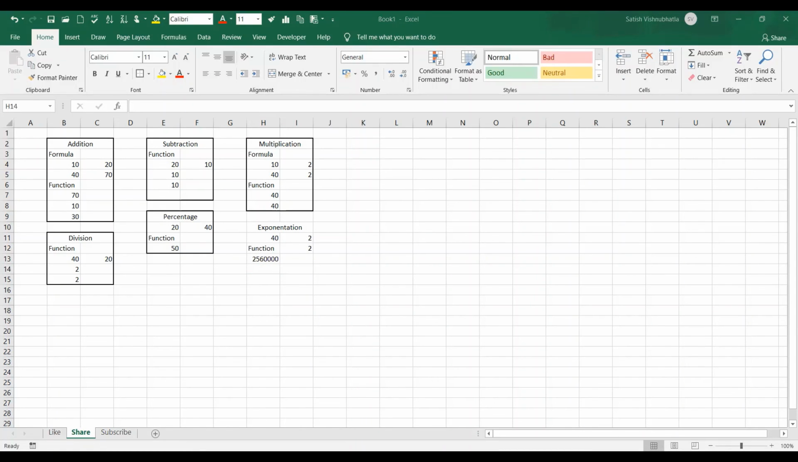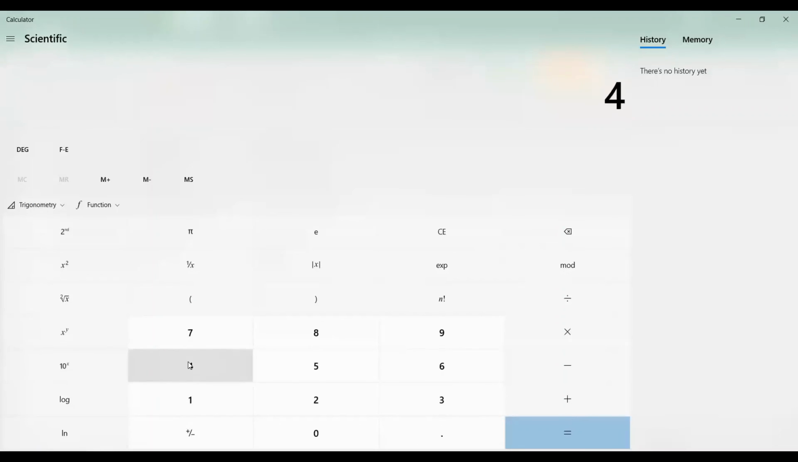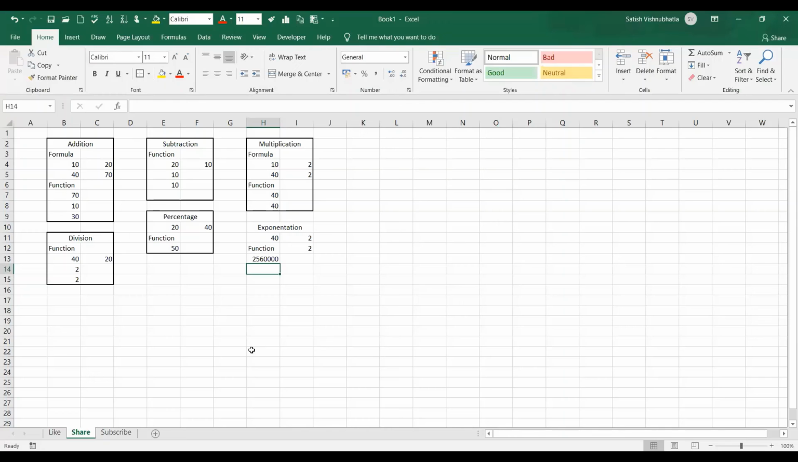How do you know it's true? Let me show you how it's true. See, 40 to the power of 2 to the power of 2. It's 256,000. So this is the exponentiation function.